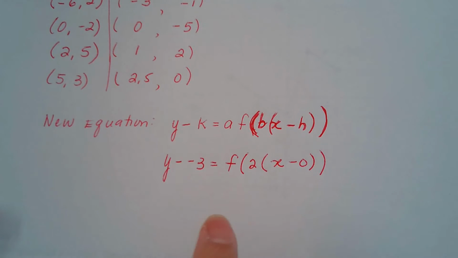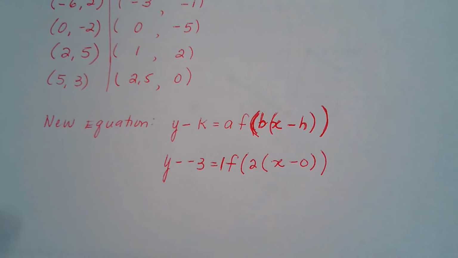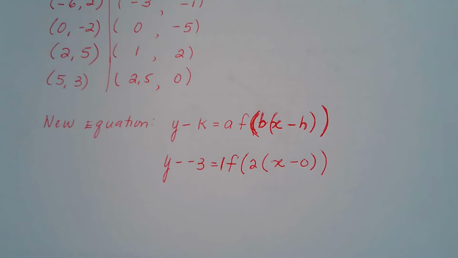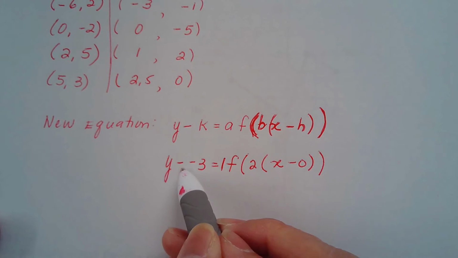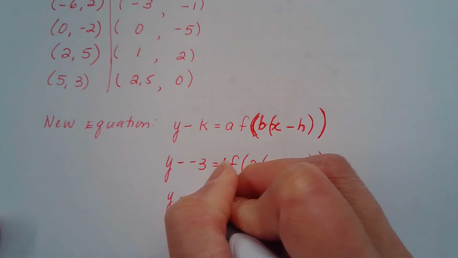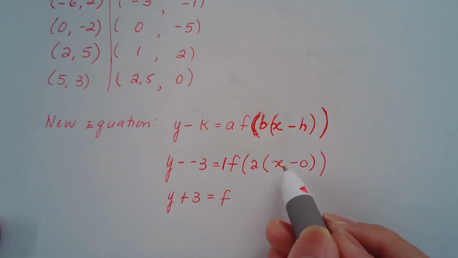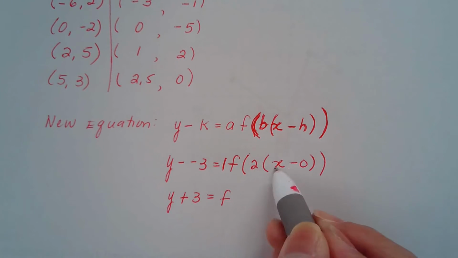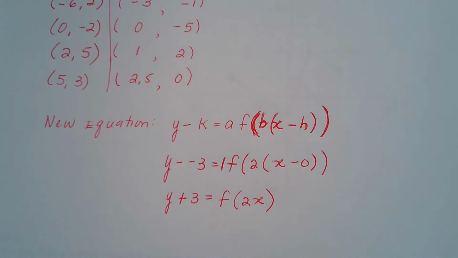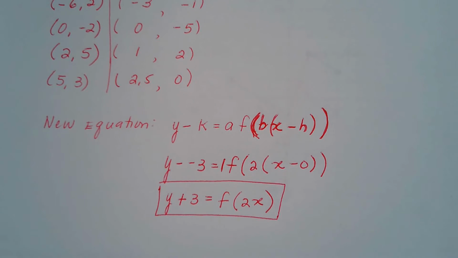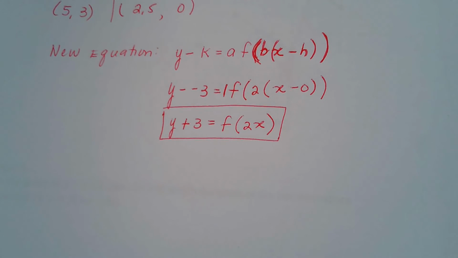Okay, so if we want, I'll put the 1 there, so that it shows the k, the a, the b, and the h. Now we can just clean it up. How can we clean this up? It's y minus -3, so we can write it as +3. And then 1 times f of that would be f. And inside would be x minus 0, it's just x, and then 2 times x would be 2x. Okay, so this is the new equation after those 2 kinds of transformation. So it is important to write the b as 2, right? Yes, okay, good.